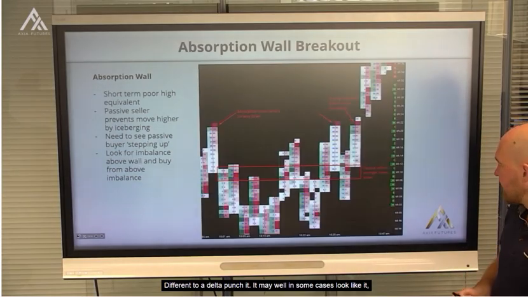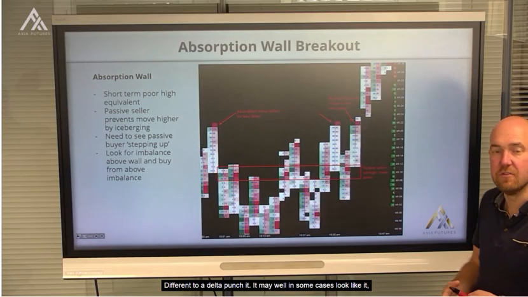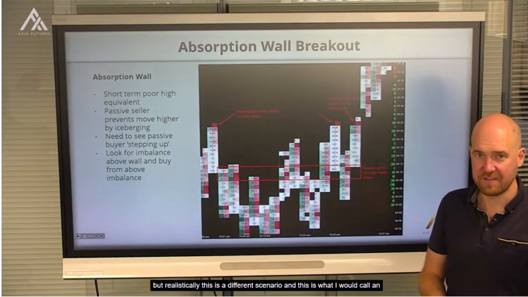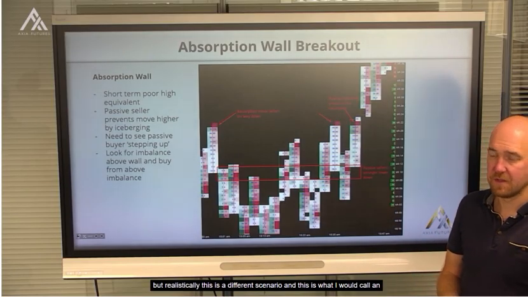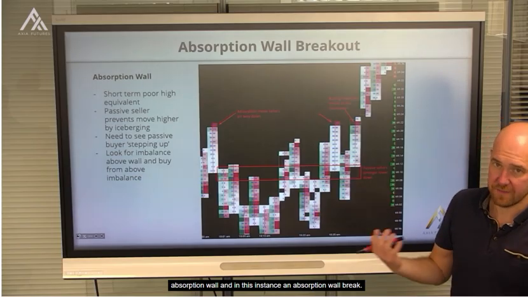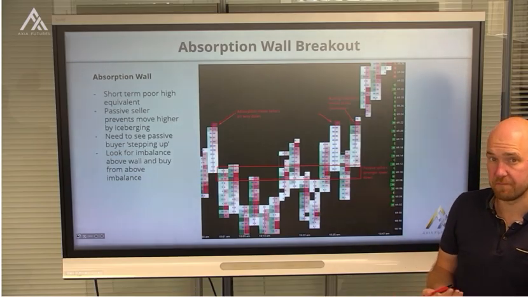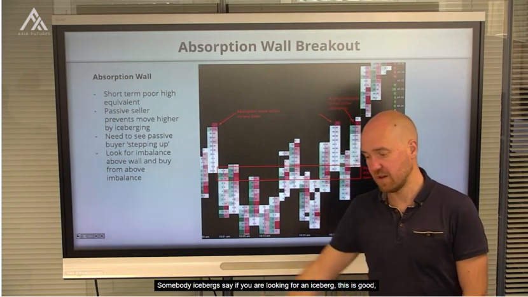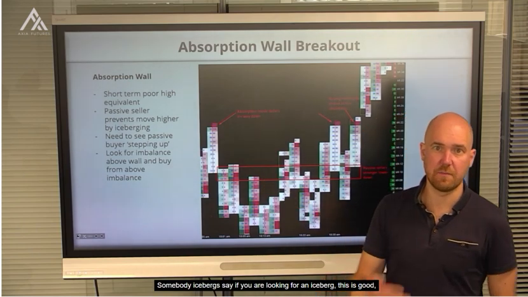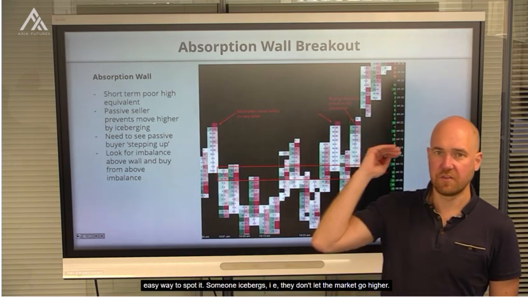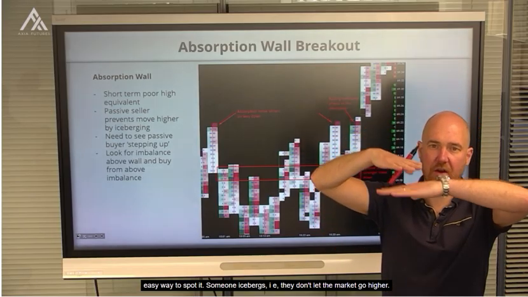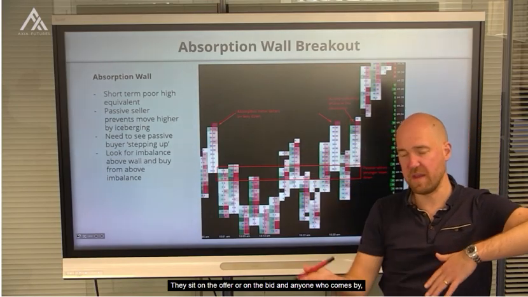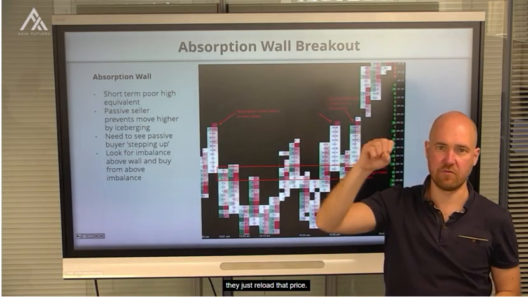Different to a delta punch, it may well in some cases look like it, but realistically, this is a different scenario. And this is what I would call an absorption wall, and in this instance, an absorption wall break. Now, an absorption wall is a relatively obvious concept. Icebergs, so if you're looking for an iceberg, this is a good, easy way to spot it. Icebergs, i.e. they don't let the market go higher, they sit on the offer or on the bid, and anyone who comes to buy, they just reload that price.